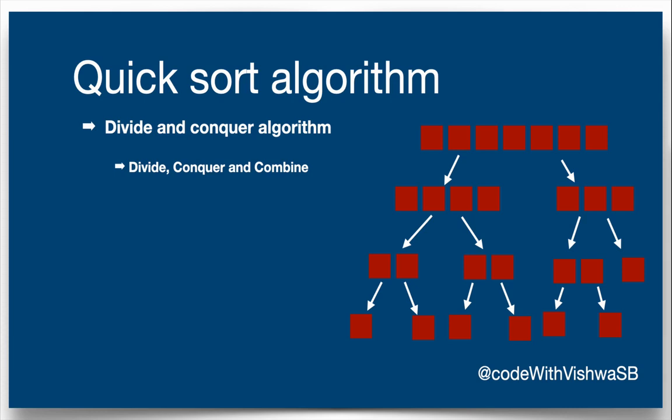Divide means breaking down the main problem into subproblems, and conquer involves solving these subproblems by using recursive calls until each subproblem gets a solution. The combination phase integrates the solutions from all the subproblems to get the final solution for the given problem.